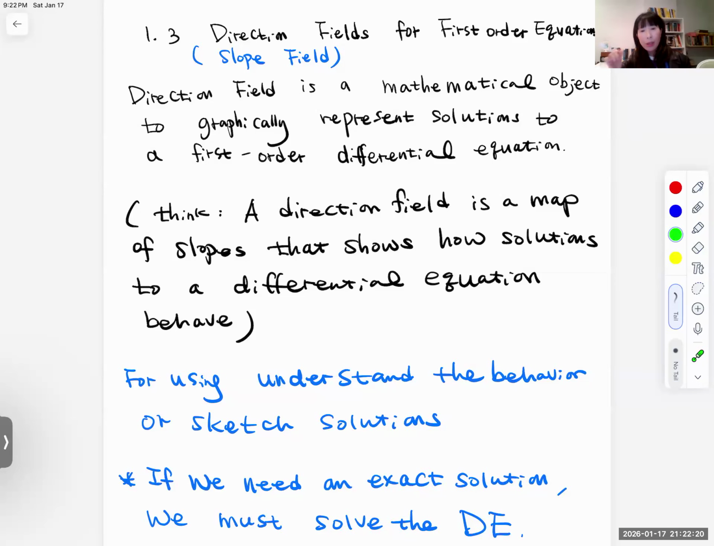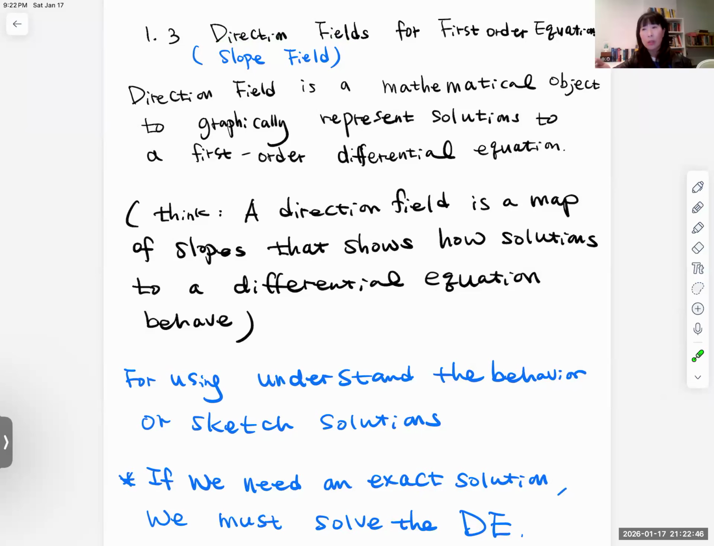Hello everyone. Today we are going to learn 1.3, direction fields for first order equations. So we learned what a first order equation was last time, right? Okay, so what is a direction field? Direction fields, if you remember from calculus 3, right?